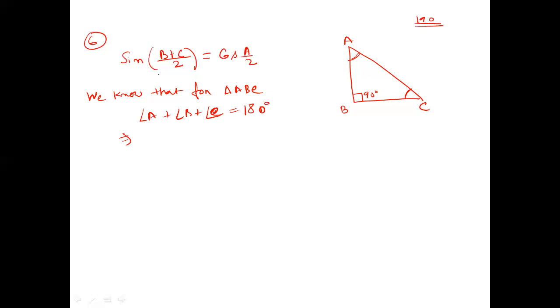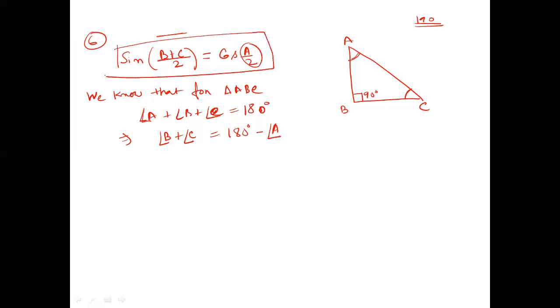Now see the question. Here it is given that in the left hand side B plus C is there, and in the right hand side only A by 2 is there. That means in the left hand side you take B plus C. In the right hand side, take A to the right hand side, then it will be 180 degree minus A. Yes. Now see, in the expression that you are going to prove, there is a 2 in the denominator. That means you have to divide both the left hand side and right hand side by 2. Now if you divide, it will be 90 minus angle A by 2.